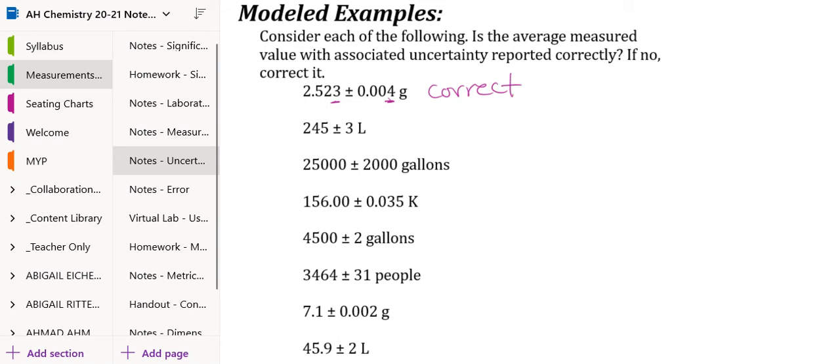Okay, the second one. Does my uncertainty have one non-zero digit? Yes. Is that one digit in the same digit or place as the last significant digit of my measured value? Yes. So is this reported correctly? Yes.